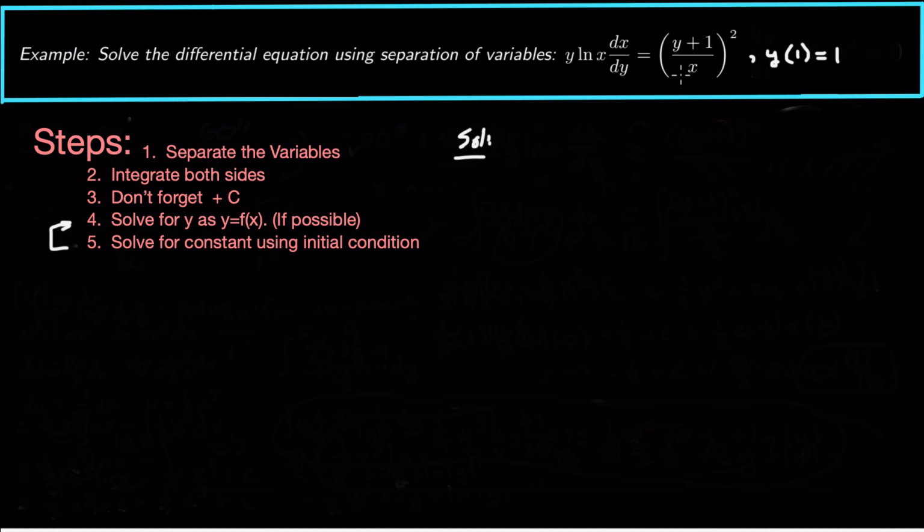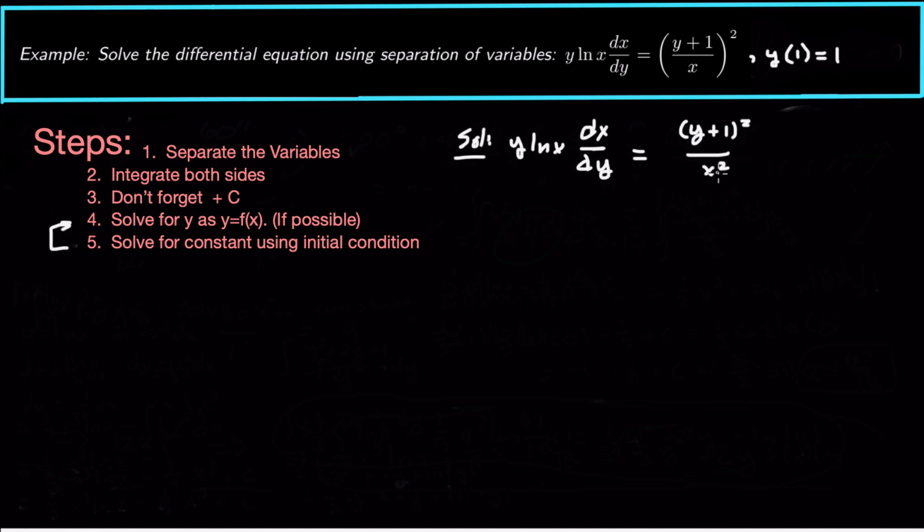We need some algebra first to separate the variables. Now on the right, I have y plus 1 squared over x squared. On the left, those are already pretty easy to separate. So I'm just going to rewrite this thing as y times natural log x. Notice it's dx over dy, so that's a little bit different, but it's not too different. So the top over here is going to be y plus 1 squared. The bottom is going to be x squared.